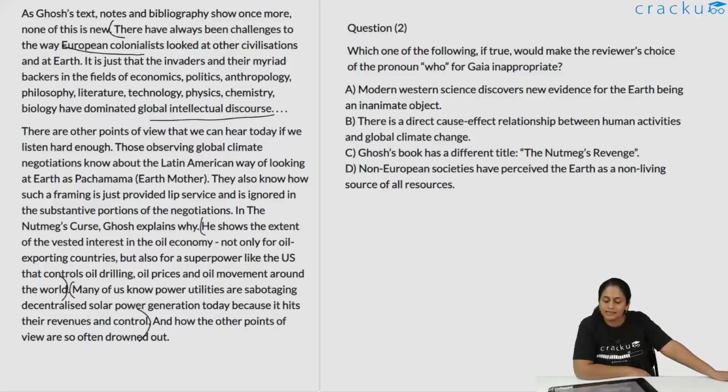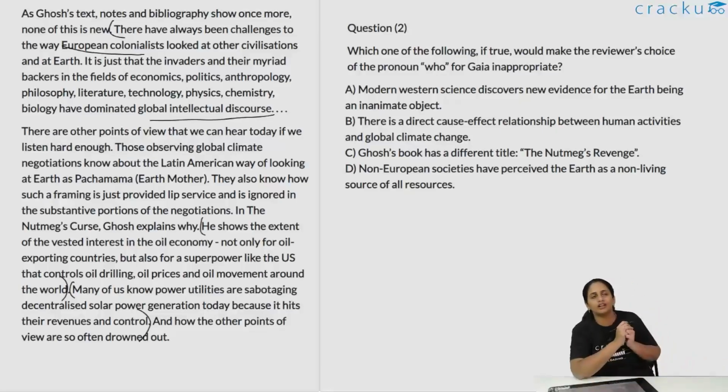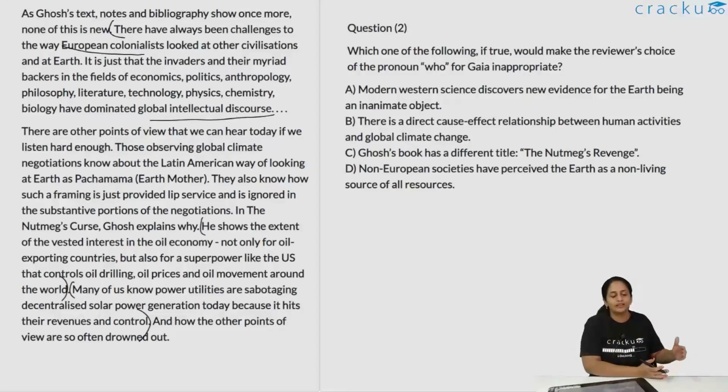A: Modern Western science discovers new evidence for Earth being an inanimate object. That's not the point. So it's not whether it's an animate object or an inanimate object. The Earth is definitely an inanimate object. It is not really a person. So you're not calling her Earth Mother because she's actually a mother or anything of that sort. You're calling the Earth Mother out of respect for what the Earth is giving you. It is providing you with everything you need to live, right? So it is a form of relationship that you're building with nature. The personification is a way of showing respect and care towards Earth.